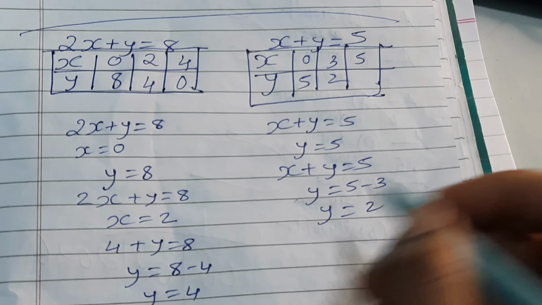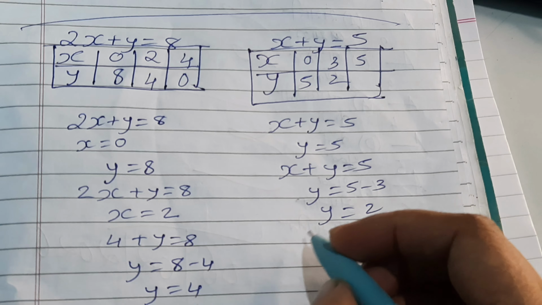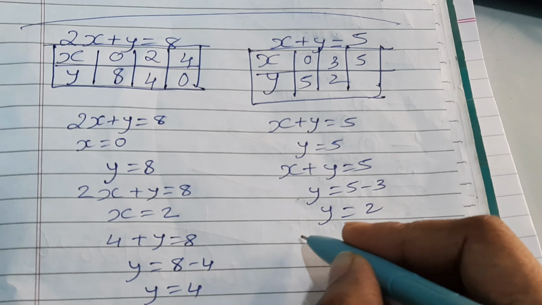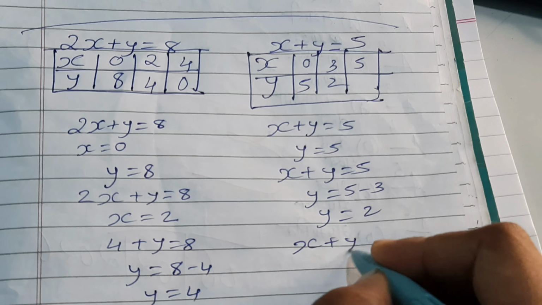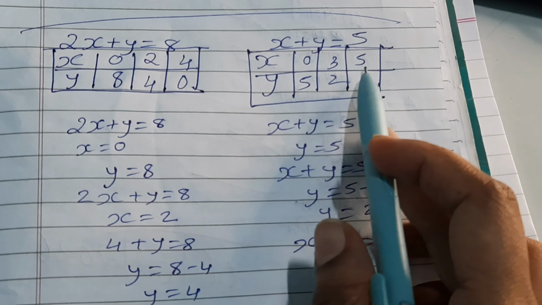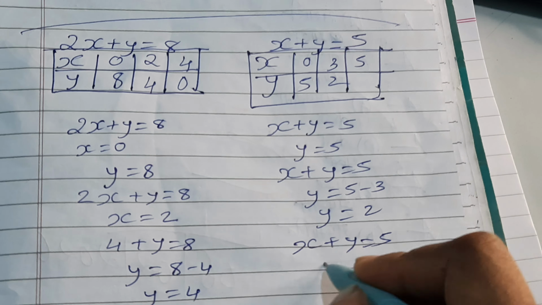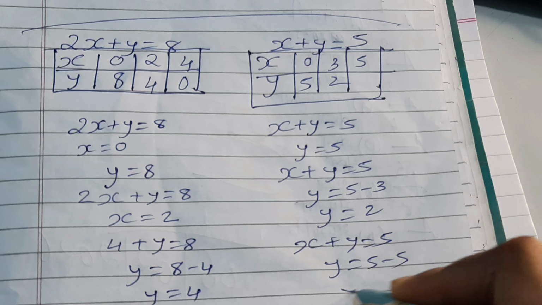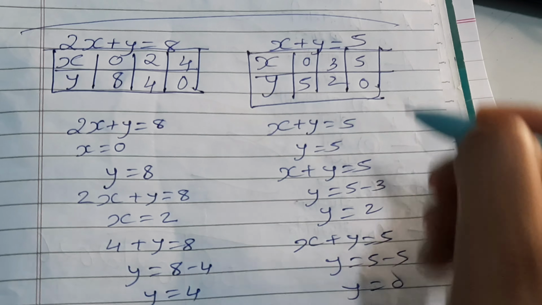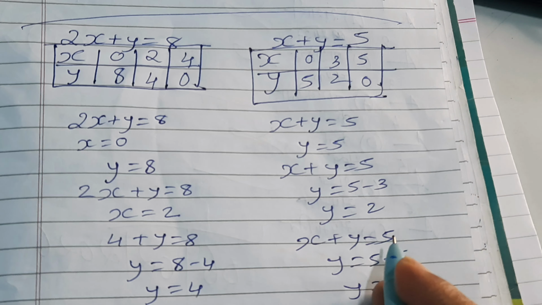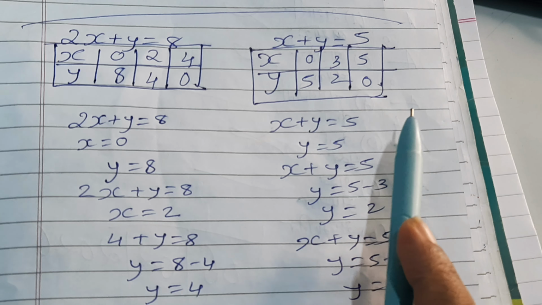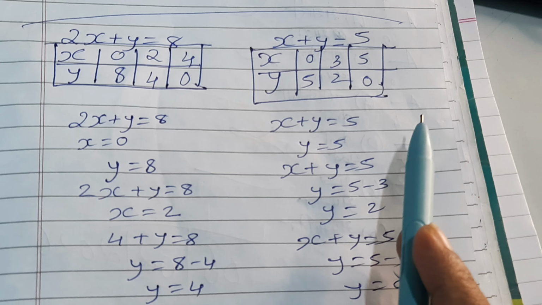I hope you all know how to solve this. I am doing it in a very quick way. So x plus y is equal to 5. Now take x to be 5. So y is equal to 5 minus 5. Y you will get 0. So (5, 0) you will get. Now I can start plotting.